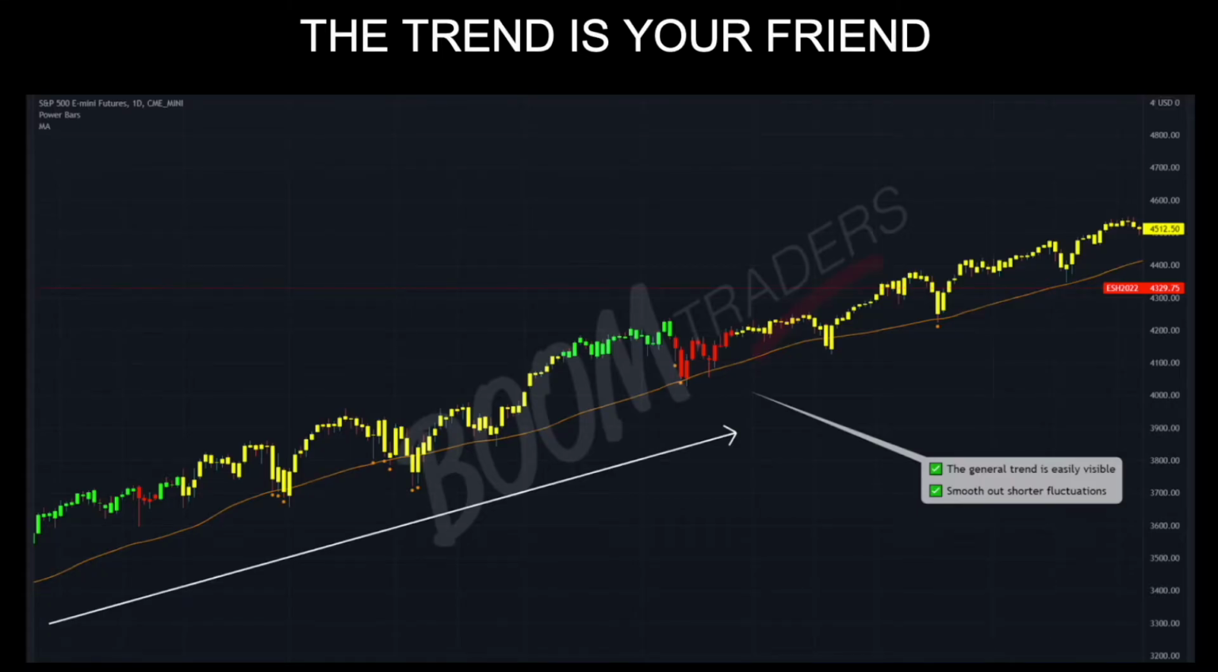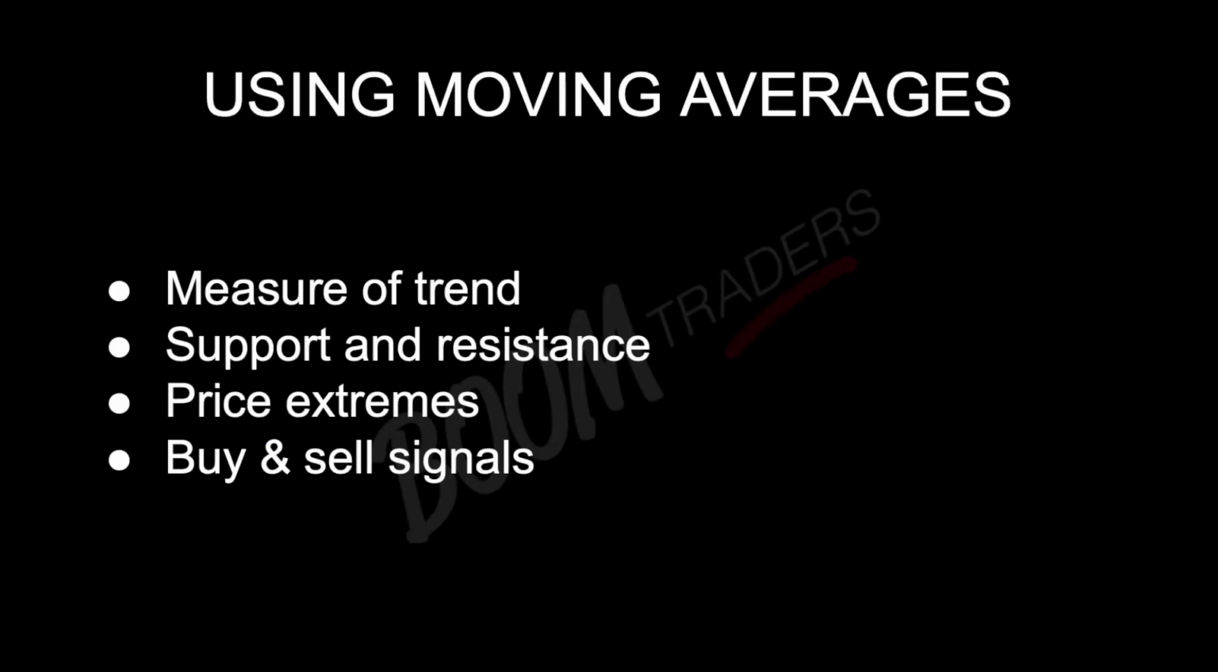Okay, here is an example of a 50-day moving average. You can see that the general trend is really easy to identify. It goes up. You just follow the direction of the moving average. And also there are a lot of price fluctuations like here, here, here that are smoothed by the moving average. But at the end, how can you use this information to take advantage?